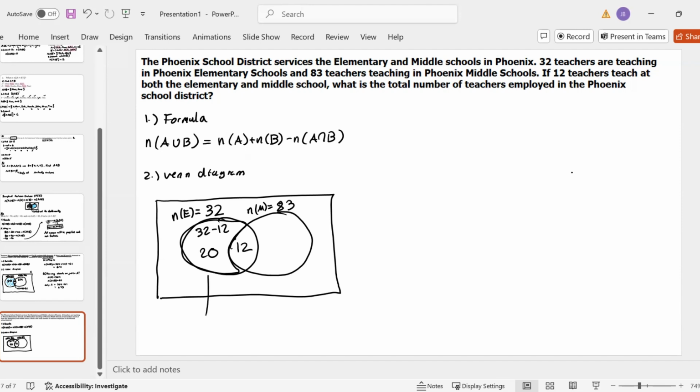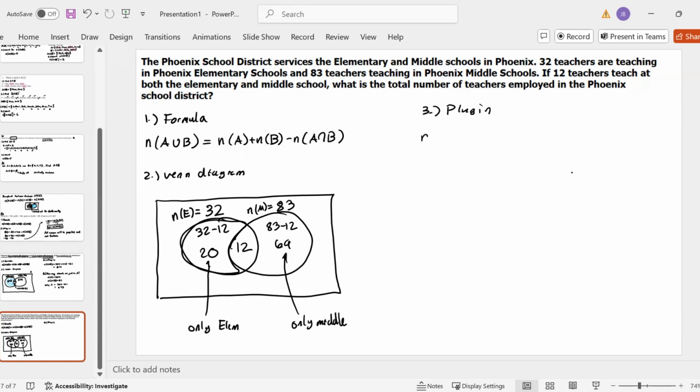Okay. So this right here is only elementary. And then 83 minus 12 is 69. And so that's only middle school. And then from there, we can just plug into the formula. So you could do it two ways. You could add up the 20, the 12, and the 69. So I could just do that.